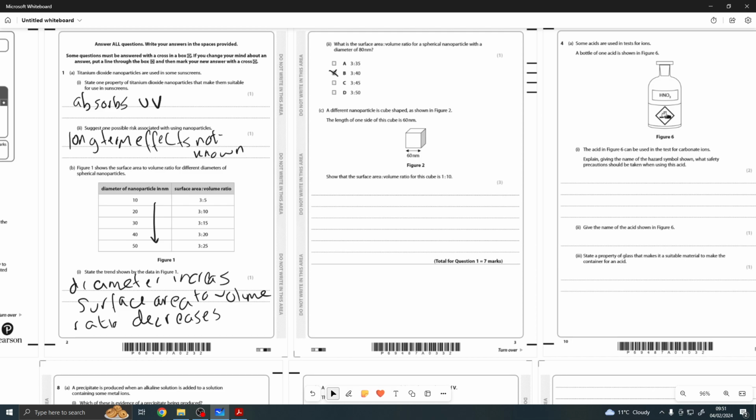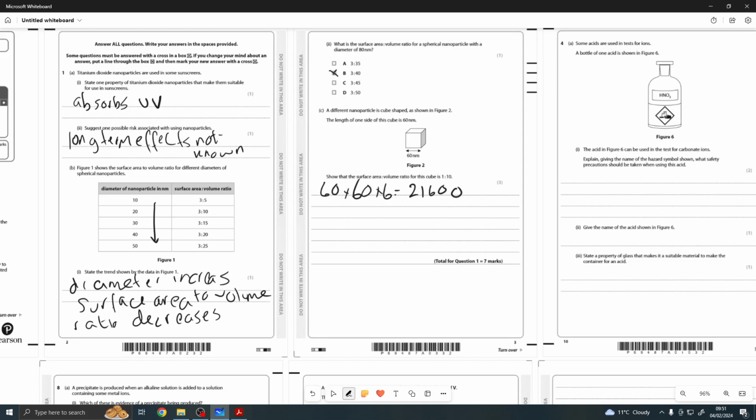Now it says a different nanoparticle is cube shaped with a 60 nanometer side. Show the surface area to volume ratio of this cube is 1 to 10. Okay, so first of all, we've got to calculate the surface area in total, which would be 60 times 60. That's one side. Okay, it's a cube. How many sides? 6. That equals 21,600. Okay, that's the surface area.